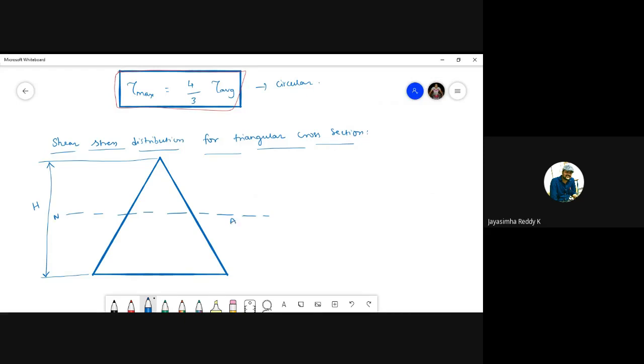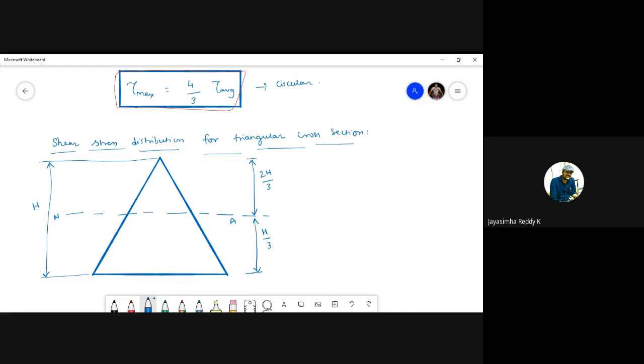So we know that the neutral axis lies at a distance of 2h/3 from top. So from top it will be lying at a distance of 2h/3, and from base it will be lying at a distance of h/3. Okay, h/3. So we know this, and this is the neutral axis.